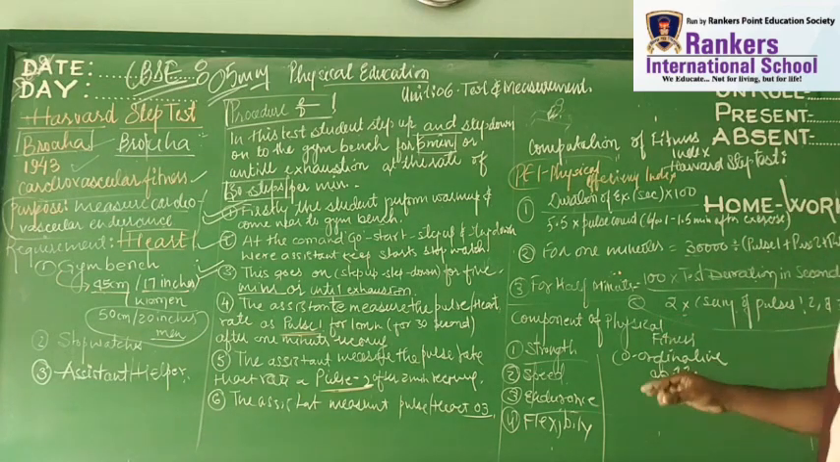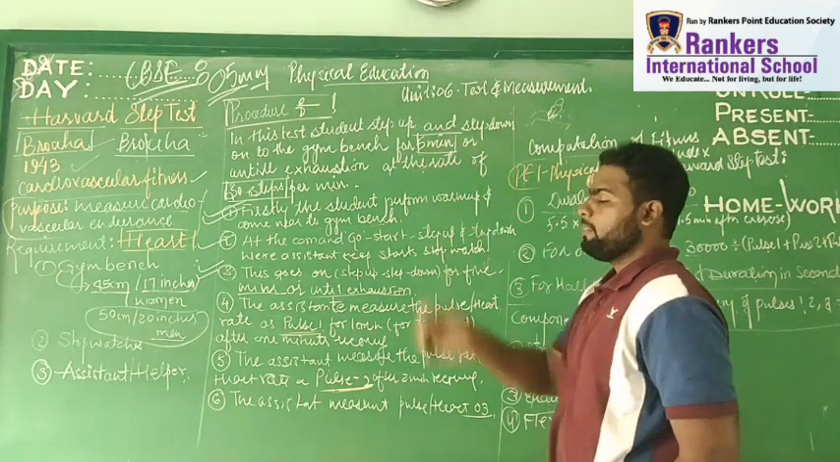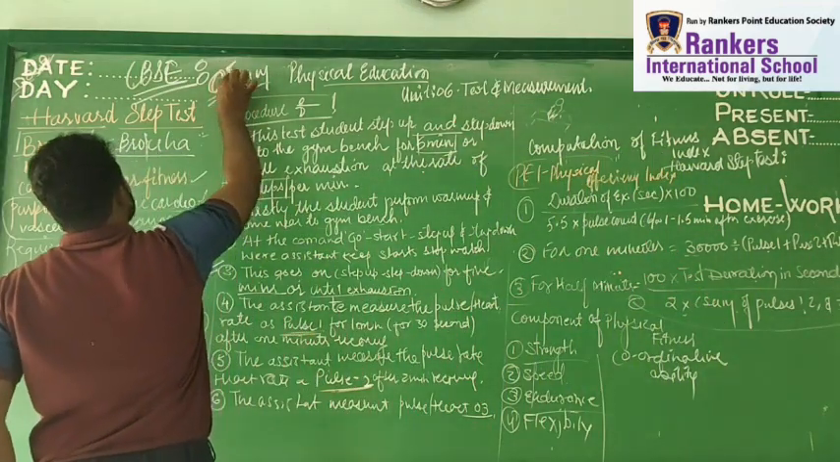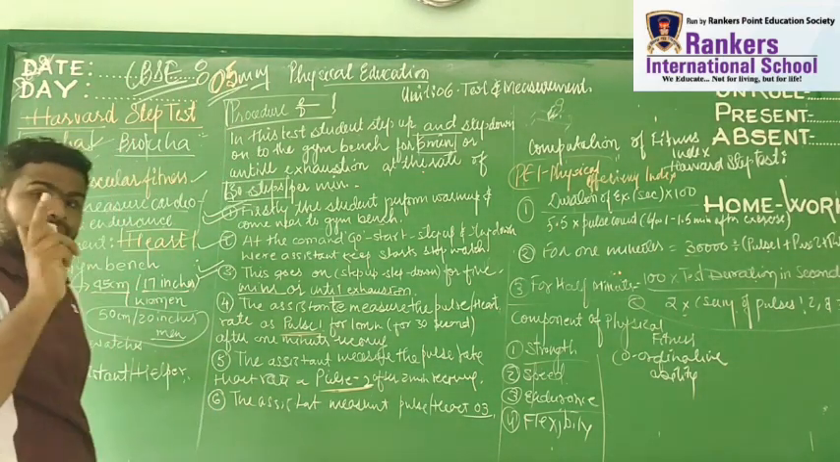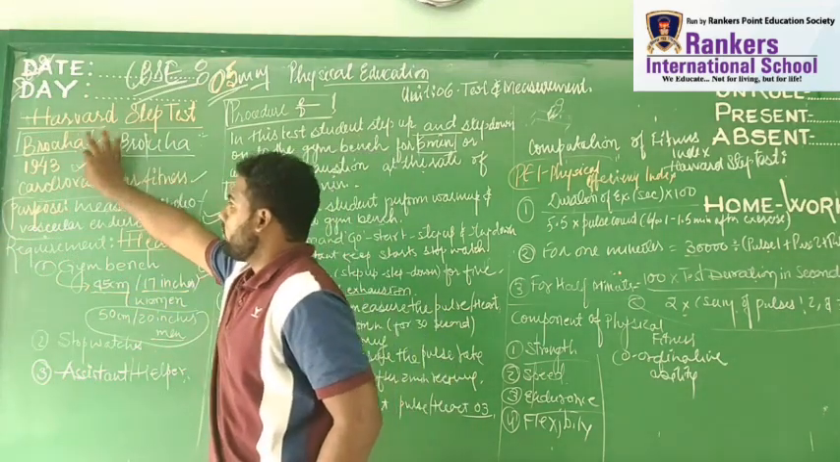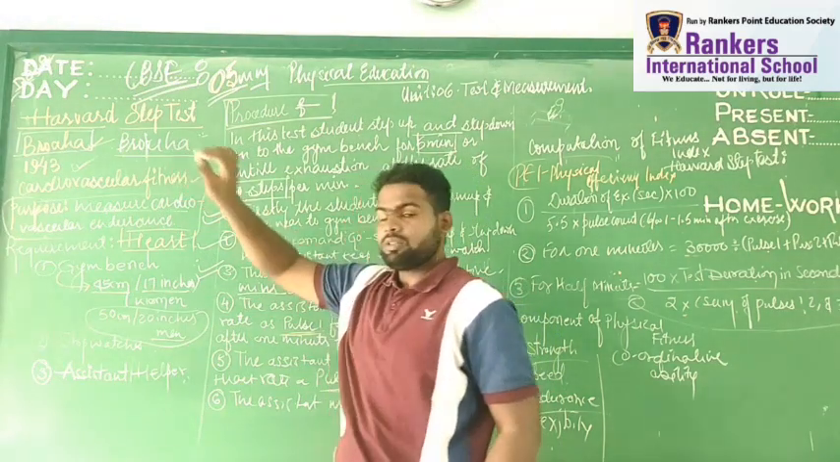It is a very important question in terms of MCQ as well as a 5 marks question. As I have written over here that there is a 5 marks question, so you must go through it, right? You learn that it is given by Broca. Please don't ever forget it is given by Broca. It was given in 1943. It measures the cardiovascular endurance.